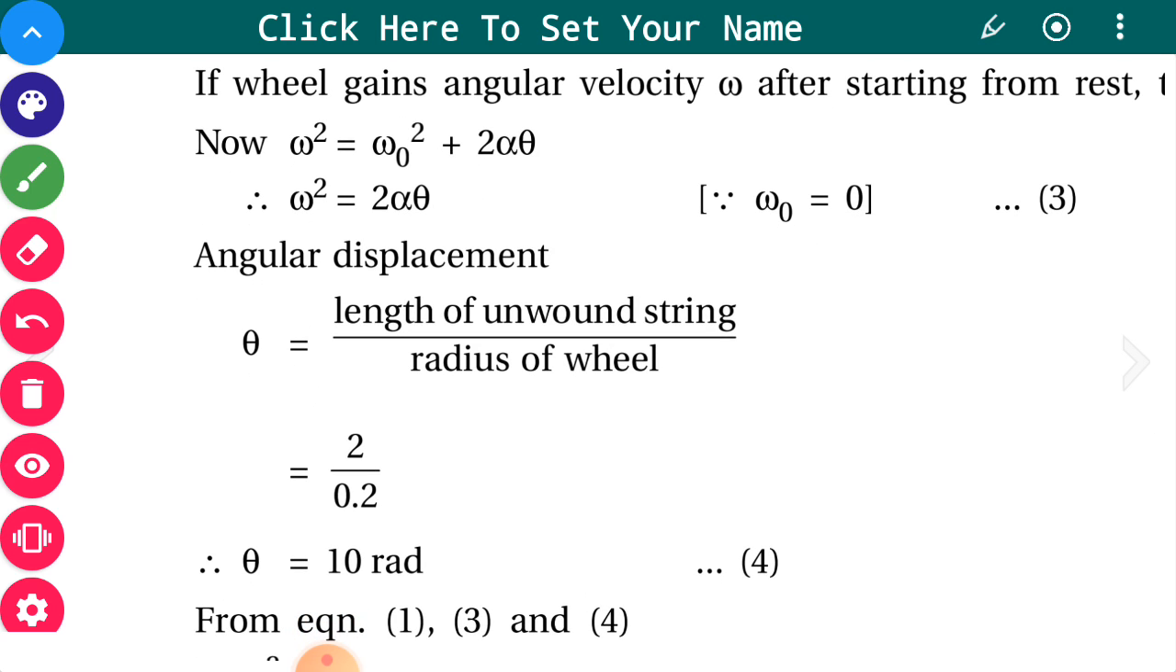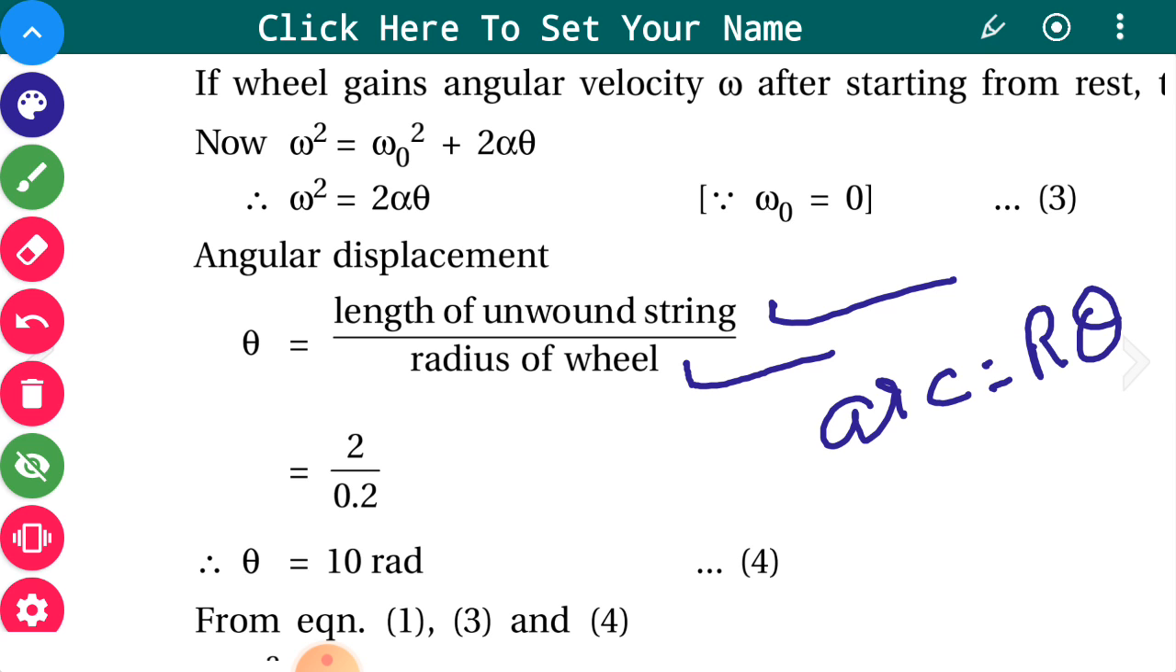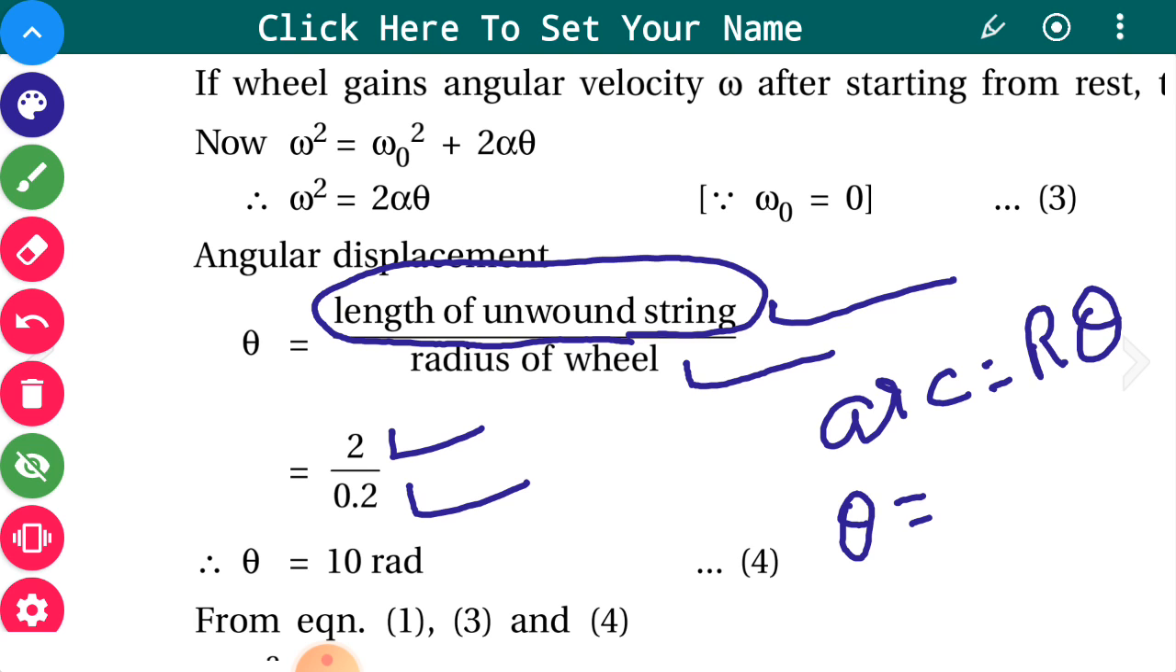Okay, now theta we find, theta can be calculated as length of unwound string divided by radius of the wheel, because whatever amount of length of the string is unwound, that will be the arc. Try to understand, that will be arc, and arc is equal to radius multiplied by theta. Okay, and theta can be found as arc, that is length of unwound string divided by the radius of the wheel. Length of unwound string is 2 meter and radius is 0.2, so theta is equal to 10 radian.